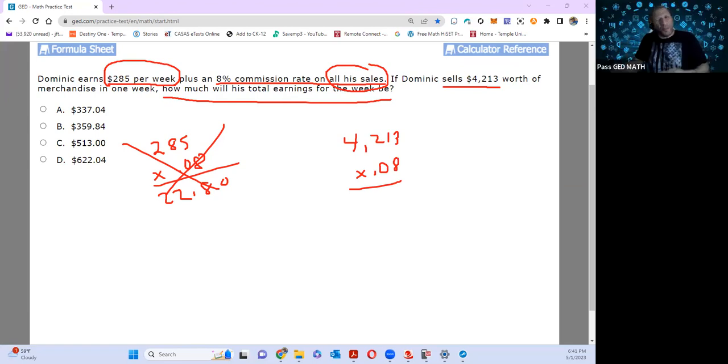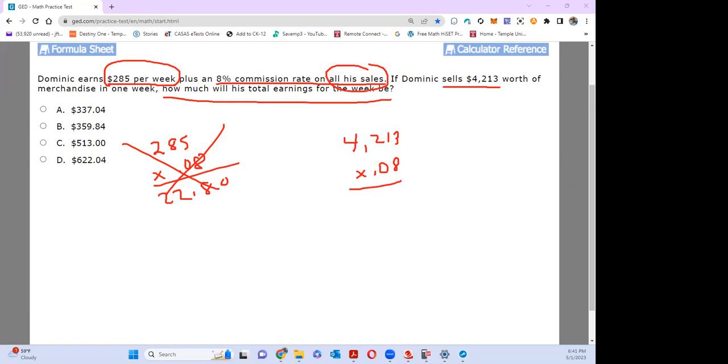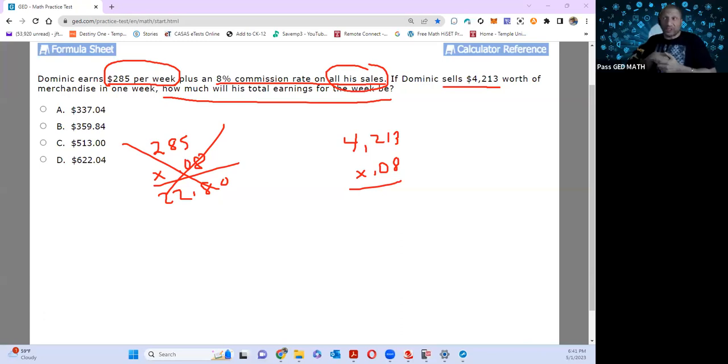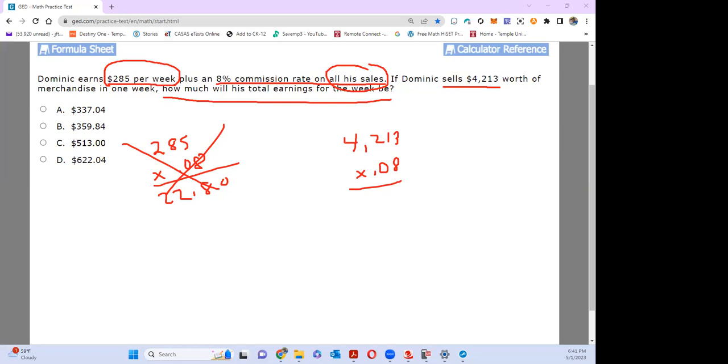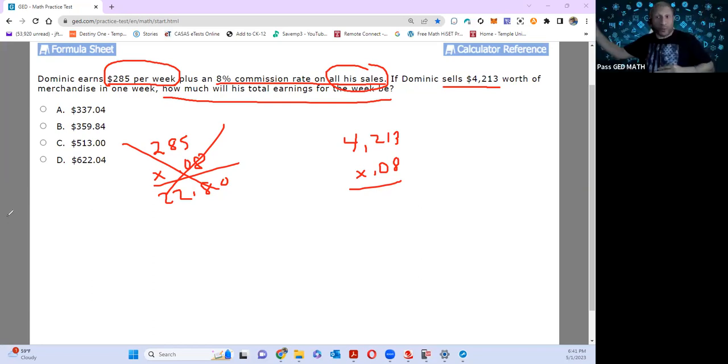So remember when I talk about identify your givens, that's what I mean. Because most people, this is why they have that answer, 337, 359. They want to see if you're going to make that mistake. That's why so many people, 3 people answered A, 3 people answered D.